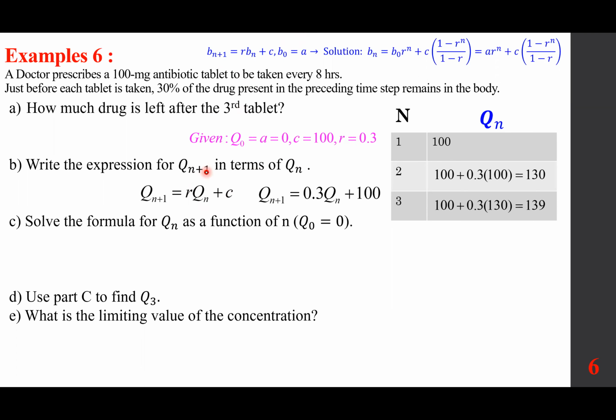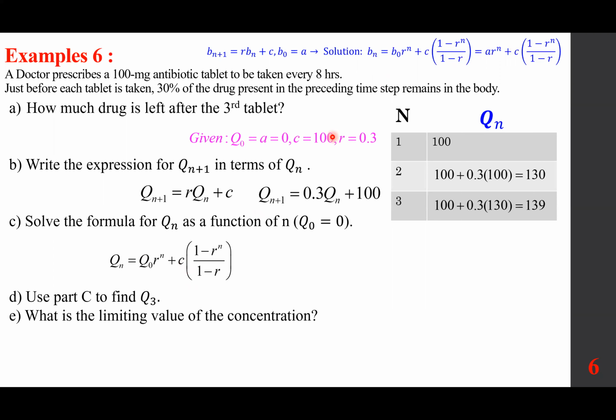Okay, we want to solve the formula for Q sub n. Compare, and first and foremost, B sub n, everybody, change it to Q sub n and write this formula. So we are changing everything to Q sub n. So this formula, Q sub n, is just being repeated with Q.